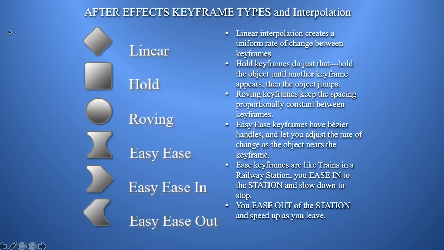Easy ease keyframes have Bezier handles and let you adjust the rate of change as the object nears the keyframe. Ease keyframes are like trains in a railway station in After Effects. You easy ease into the station and slow down to a stop. You easy ease out of the station and speed up as you leave.